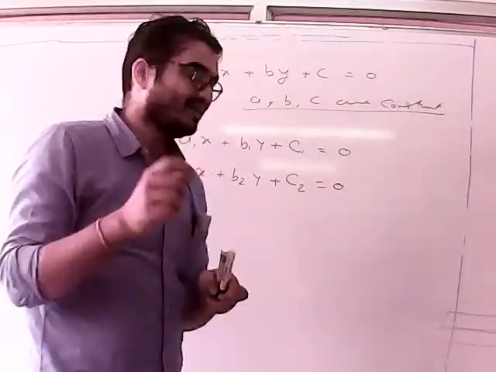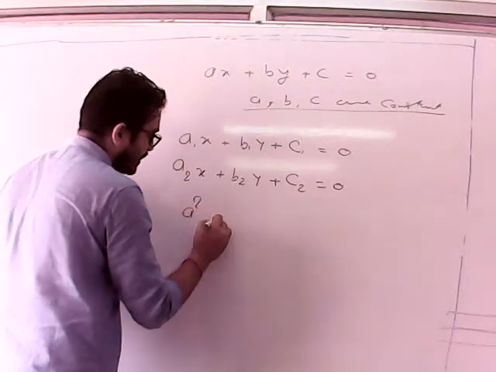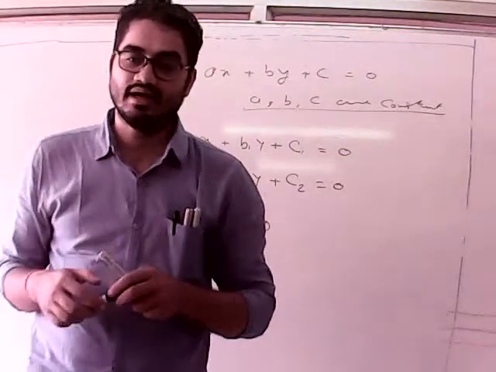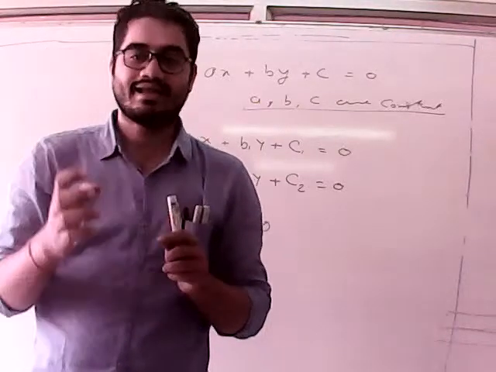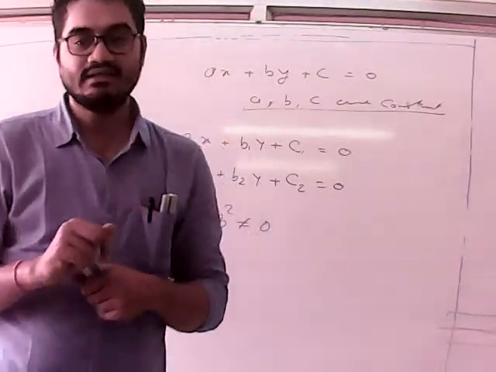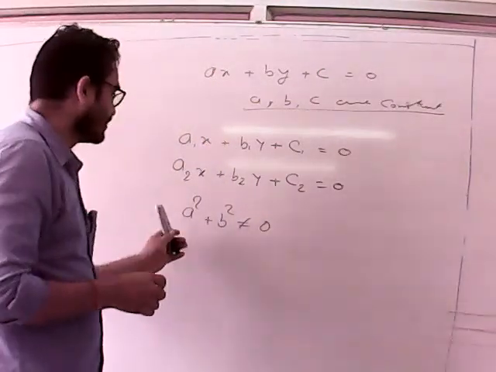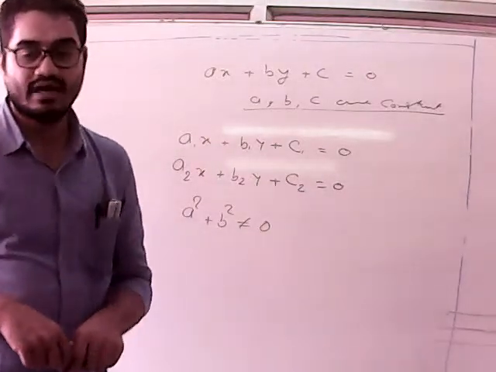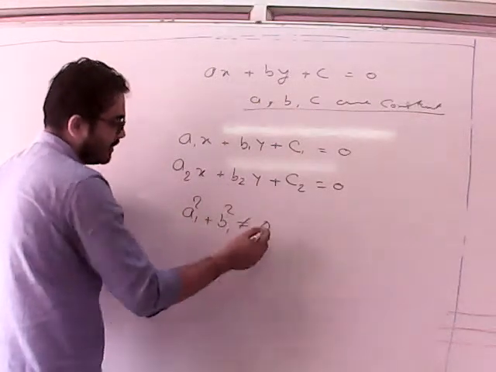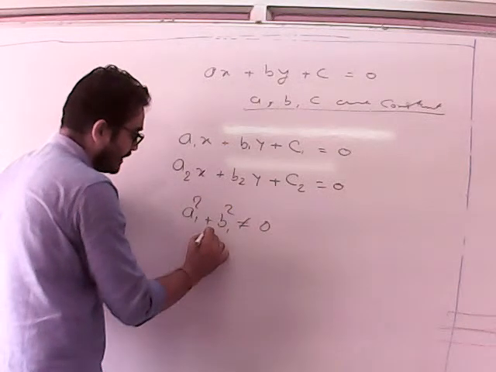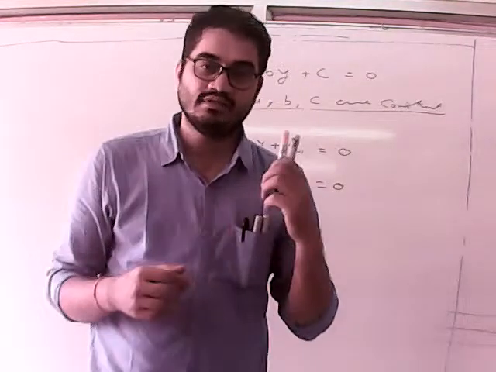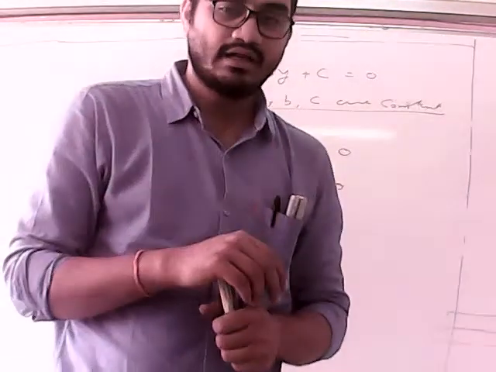Now, what is the point? The point is that a1 square plus b1 square is not equal to 0, and a2 square plus b2 square is not equal to 0, where a1, b1, c1, a2, b2, c2 are all real numbers. Then it will be a linear form of two-variable equation.